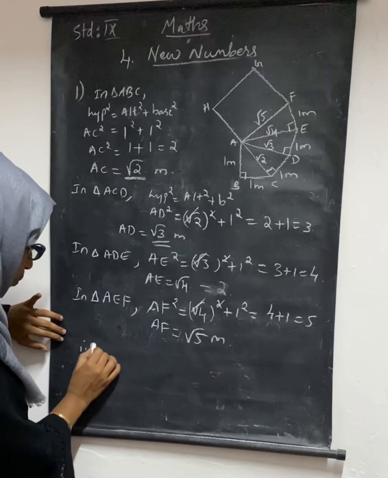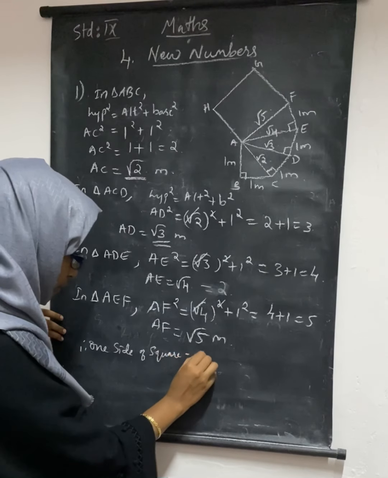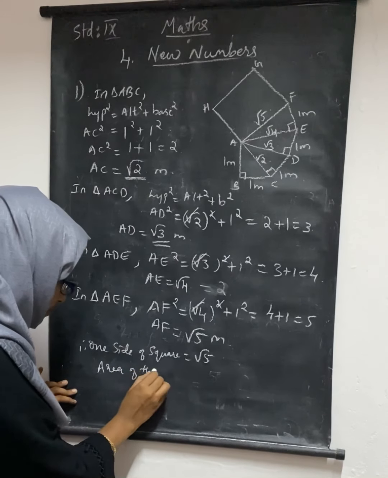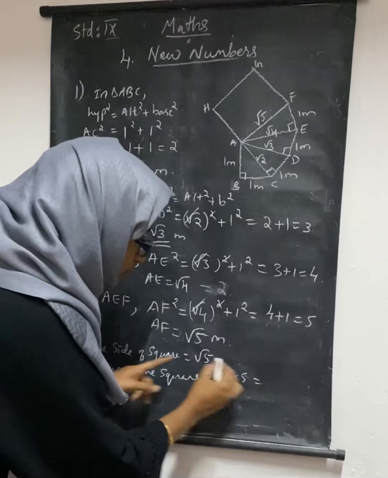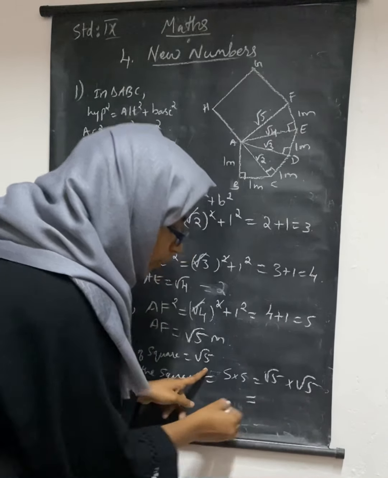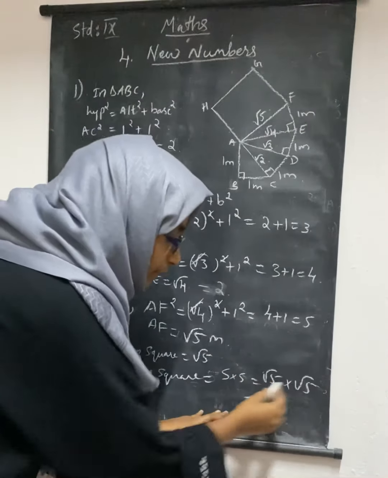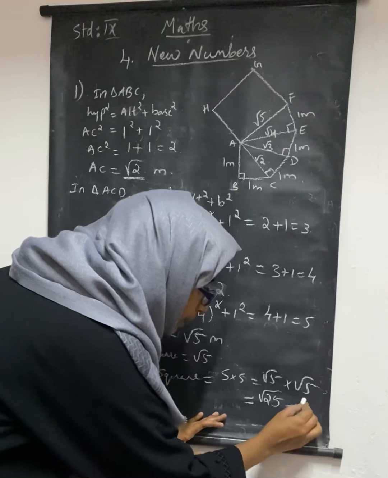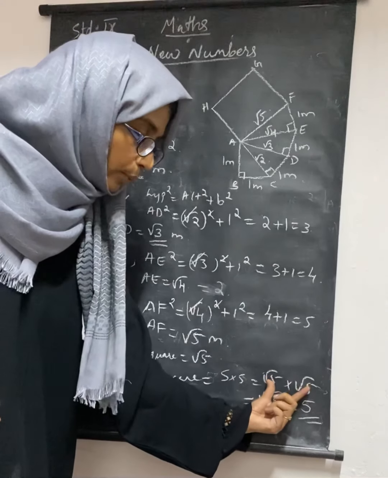So therefore, one side of the square is equal to square root of 5, and the area of the square is side into side, S into S. Side into side, square root of 5 into square root of 5. So always remember, square root of 5 into square root of 5, the answer is 5. That is how, square root of 5 into square root of 5 is square root of 25 actually. The square root of 25 is what? 5 only. So no need of writing this 25.